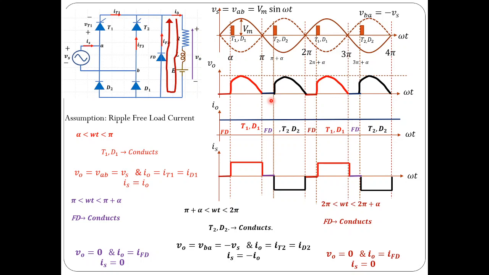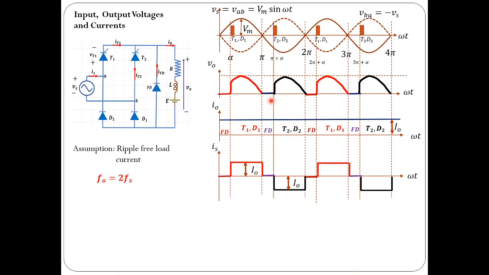And before that, you should know the mathematical expression for V0, I0 and IS respectively. Let us try to do that. So V0 is equal to Vm sin omega t from alpha to pi, and it is equal to 0 from pi to pi plus alpha. So we know the mathematical expression for V0 from alpha to pi plus alpha, and this can be used to compute the average and RMS values.